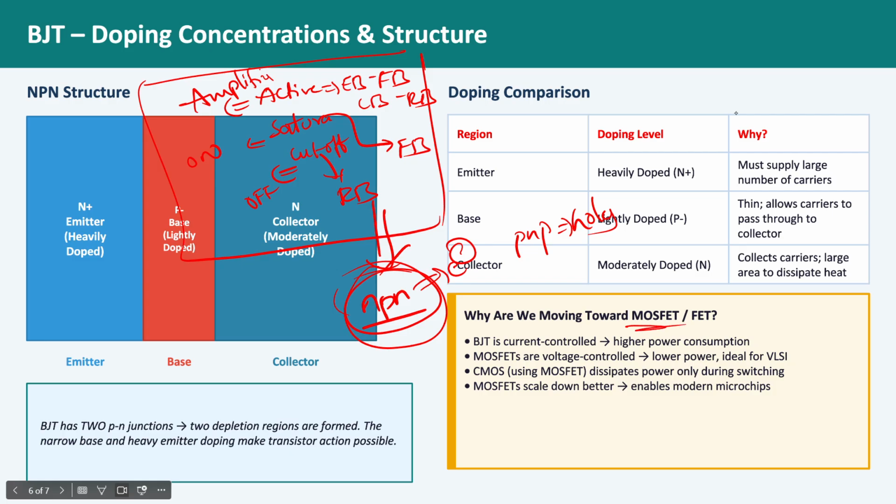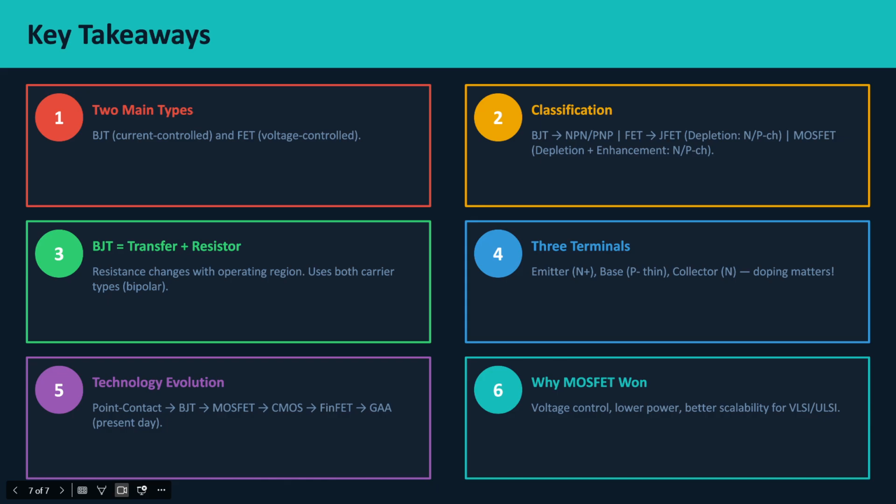Okay, so what is the disadvantage? Why move to the MOSFET and FET? BJT is a current control device, so it has large power consumption compared to the MOSFET. MOSFET is only a voltage control device, so less power is required compared to the BJT. CMOS has less power dissipation compared to the BJT and MOSFET. So that's why you move from BJT to MOSFET.